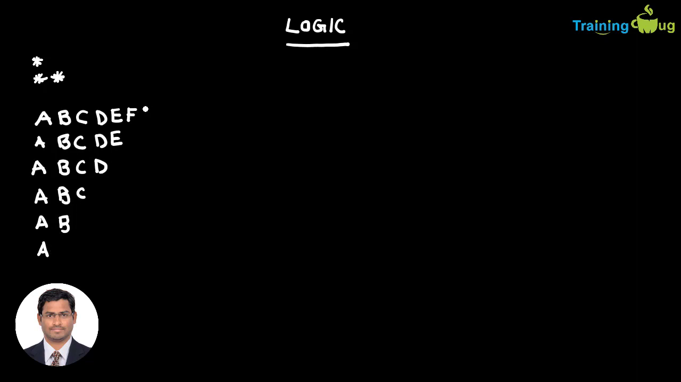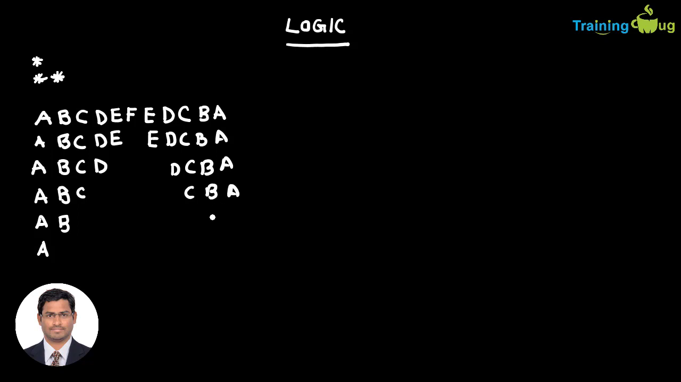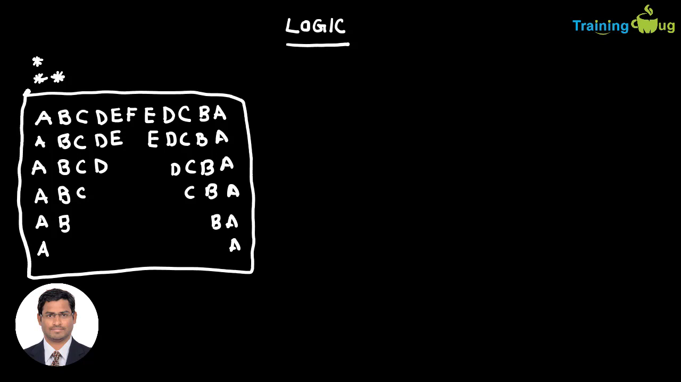And the same program should have the mirror image of it. So it should start with E, then D, then C, then B, and then A, taking appropriate spaces: DCBA, and DCBA in the third line. The fourth line should be CBA, the fifth line BA, and the sixth line A. So this is the character print program that we are going to discuss in this session.